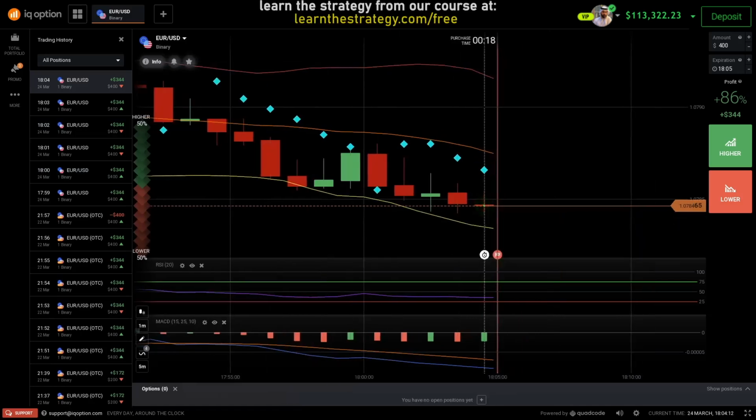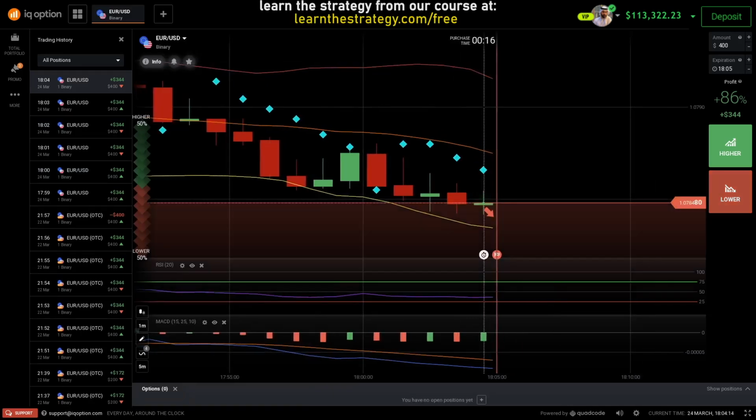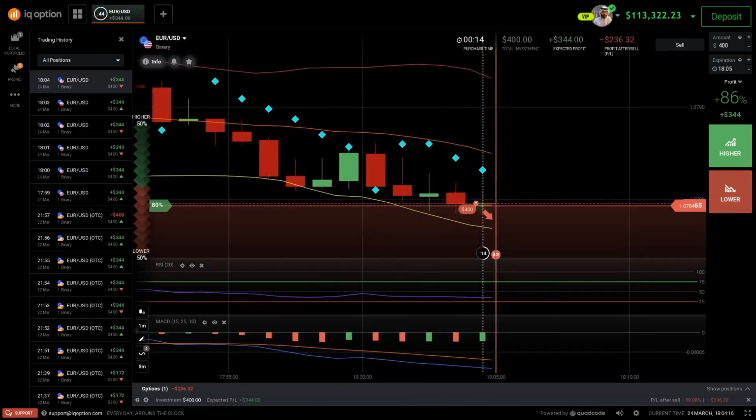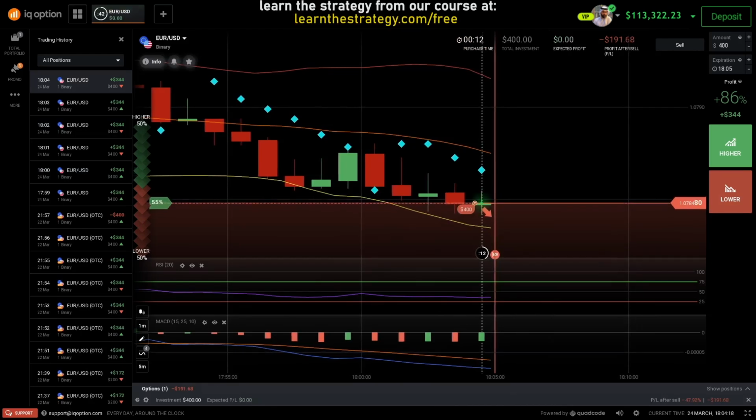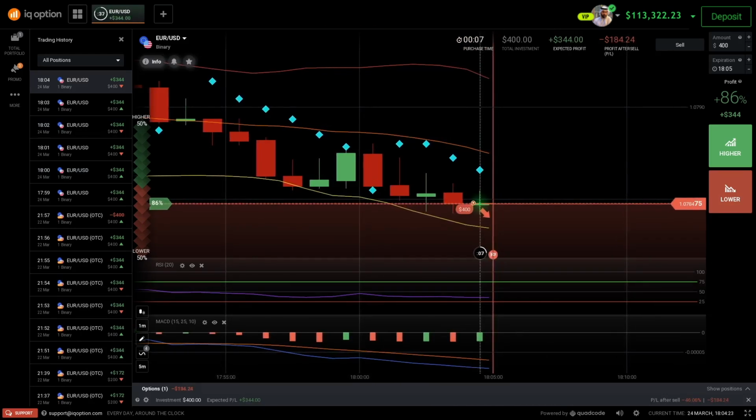No. I should open a sell position this time because I still believe that the market will create another red candle. That's what I'm doing here. I guess this would be the last trade. So yeah.